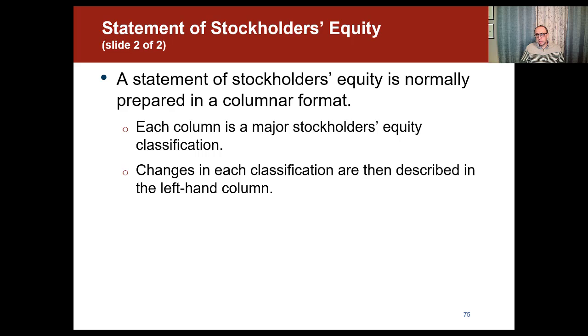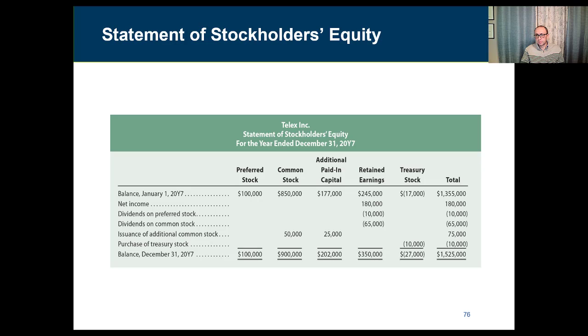A statement of stockholders' equity is normally prepared in a columnar format. Each column is a major stockholders' equity classification. Changes in each classification are then described in the left-hand column. So this is how it looks. We have a column for preferred stock, a column for common stock, additional paid-in capital, retained earnings, treasury stock, and the totals. And then we have the beginning balance and the ending balance and the things that would change each one of these balances, starting with net income, the dividends paid for either preferred stock or common stock, the issuance of additional common stock, or the purchase of treasury stock.